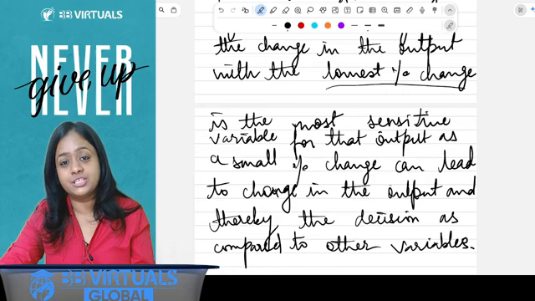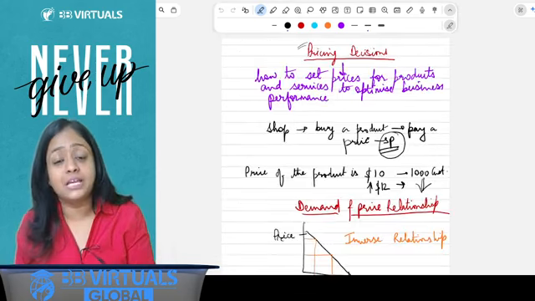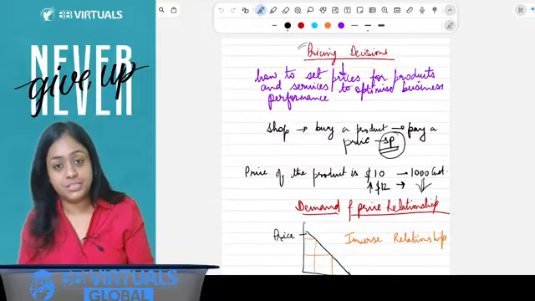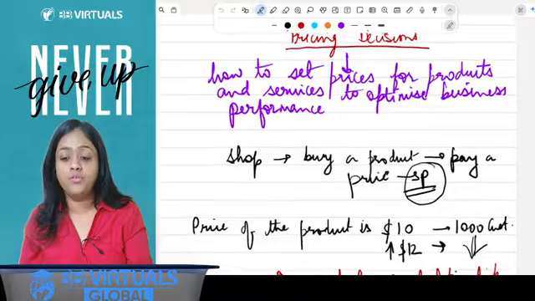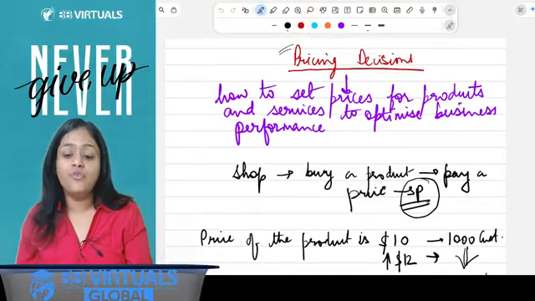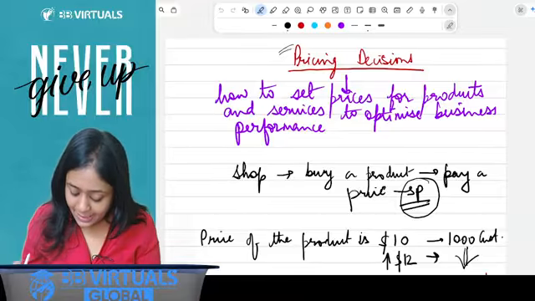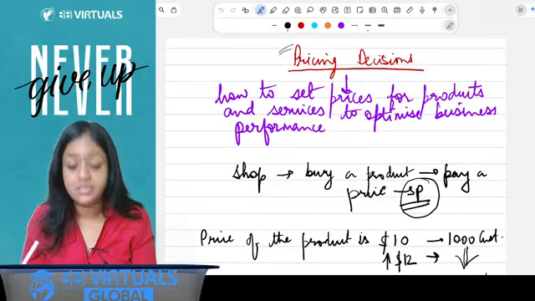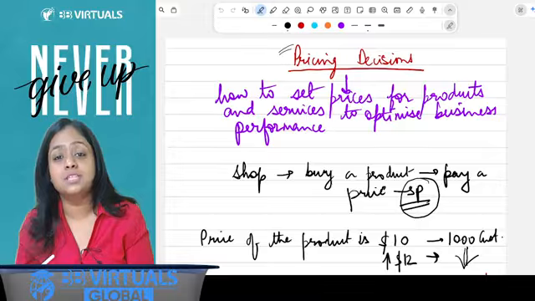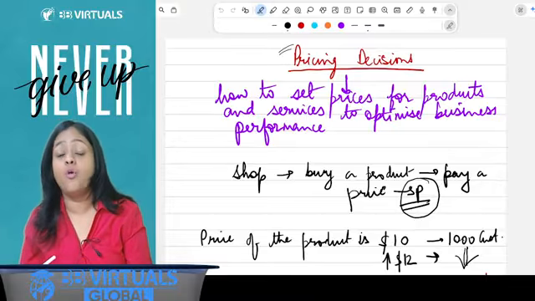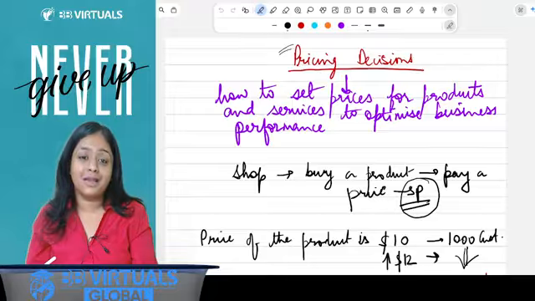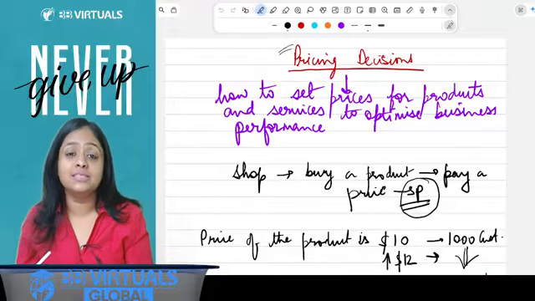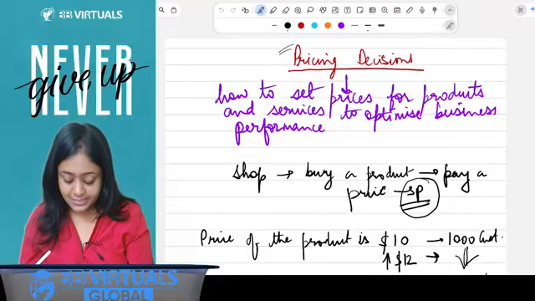Let's move on to the next one. The next topic that we are taking up is pricing decisions. What is the major aim for a pricing decision? What do we focus on here? So we focus on how to set prices for the products and services so that we optimize the business performance. It simply means how would we set the prices so that the cost is minimized, profit is maximized, and overall it's a win-win situation for the business.